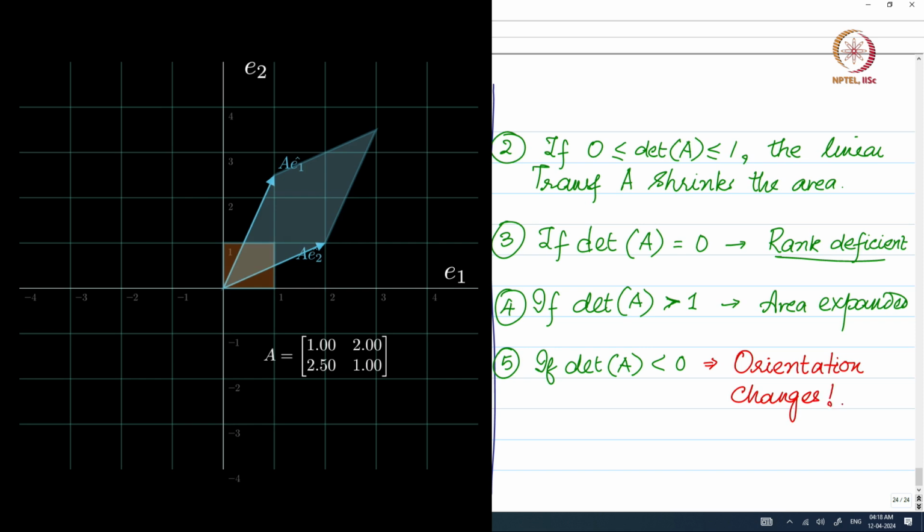Okay. The orientation of what? The orientation of the object changes. I will say "is changed," that is better. Orientation of the object is changed. Okay.